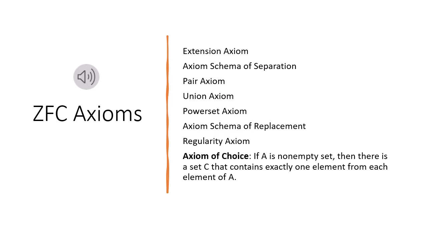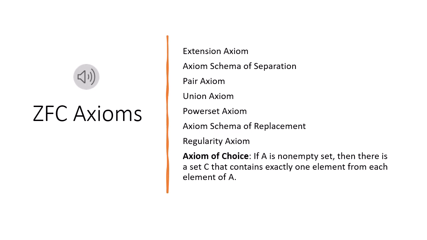Sometimes you'll also hear the term ZFC axioms. The C stands for what's called the axiom of choice. The axiom of choice just says that if you have a non-empty set A, then there is some set C that contains exactly one element from each element of A. In other words, it chooses out one element from each element of A, and the set C is sort of the choice function or the choice set.